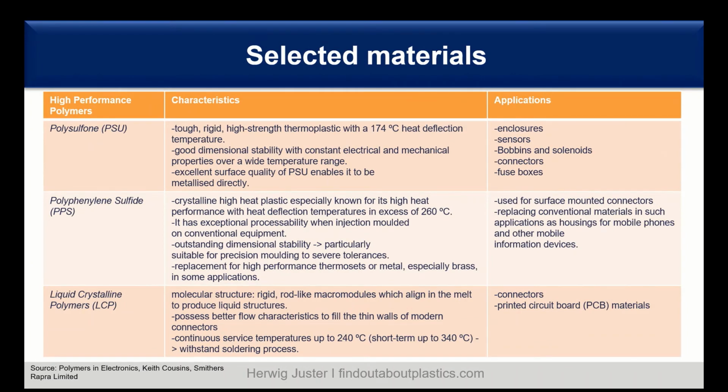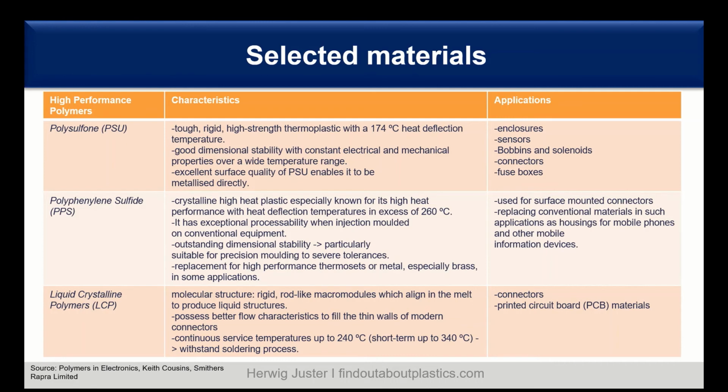Let's continue with the high performance polymers. To start with polysulfone, amorphous high performance polymer, which is tough, rigid and has high strength with a high heat deflection temperature. It has also a good dimensional stability with constant electrical and mechanical properties over the wide temperature range. Then we have an excellent surface quality of polysulfone, which enables that it can be metallized in a direct way. As applications, we have ranging from enclosures, sensors, bobbins, solenoids, connectors, and fuse boxes.